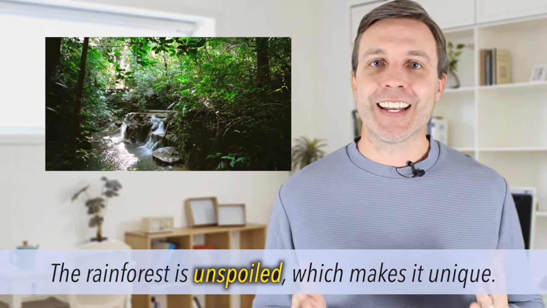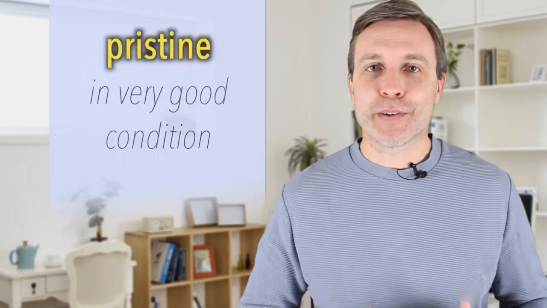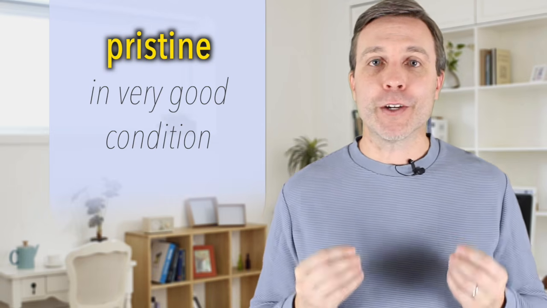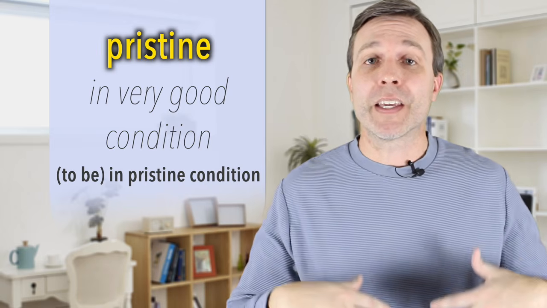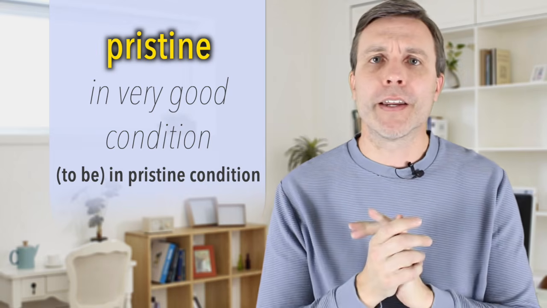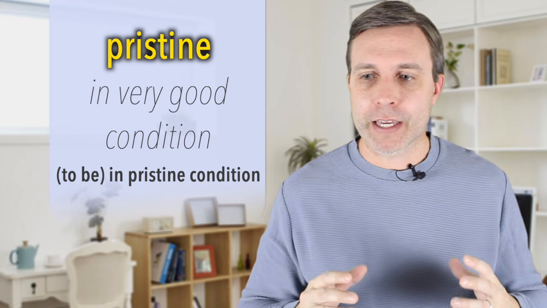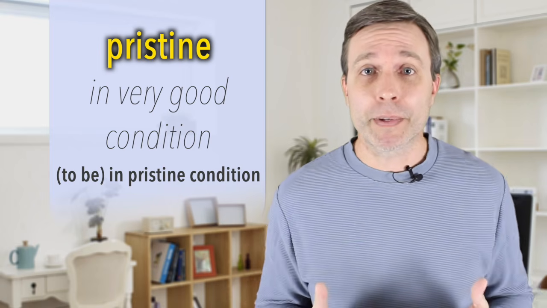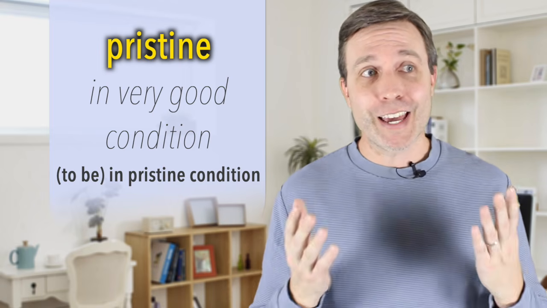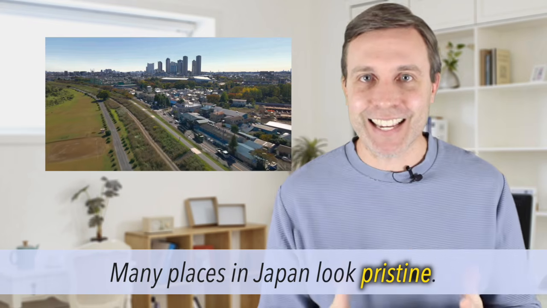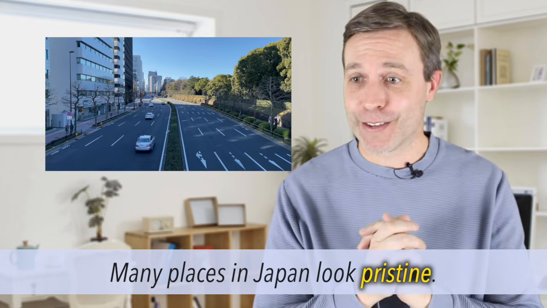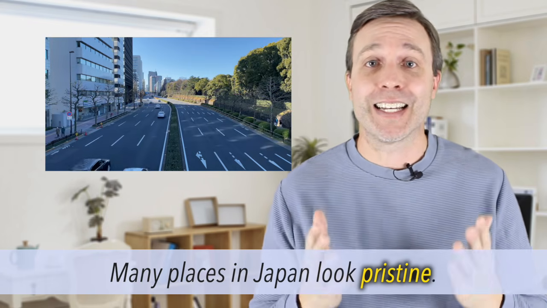And the next word is pristine. Pristine means in very good condition. And often people may use this with the word condition. Something is in pristine condition. But if we're talking about a place, I would think that this place is well kept, there's no trash. And when I think of the word pristine, I would think of Japan. If you've ever been there and you drive outside the city, it looks pristine. There's no trash. It's really well maintained, and it looks in very good condition.